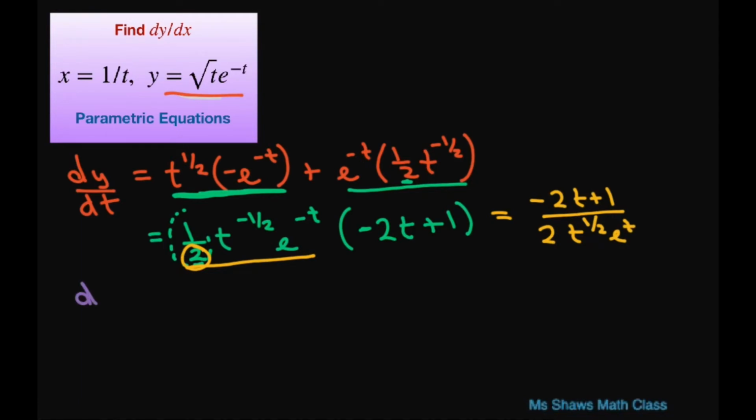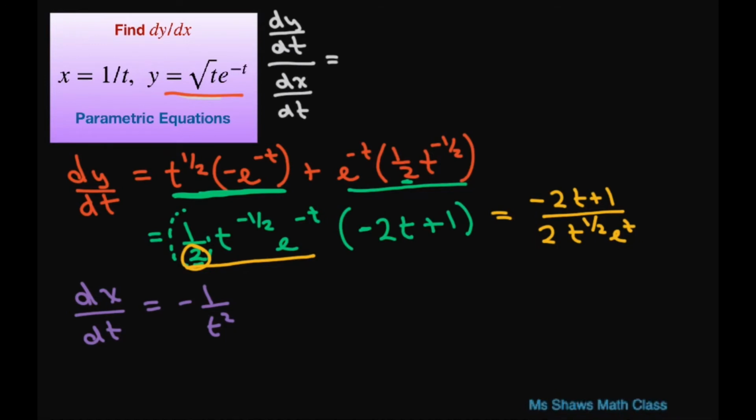And now let's take the derivative of x with respect to t. That's just going to equal negative 1 divided by t squared. Therefore, if we have the derivative of y with respect to t divided by the derivative of x with respect to t, that's going to give you your derivative of y with respect to x, because the derivatives of t would cancel out.